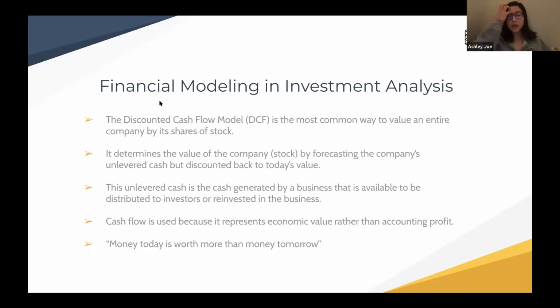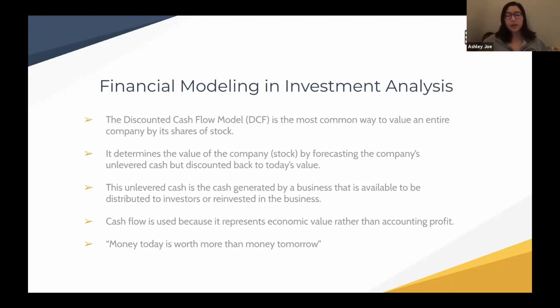A little bit about the discounted cash flow model. It's one of the most common ways to value an entire company, and it's using its share of stock. It determines the value of this company by forecasting the company's unlevered cash, discounting it back to today's value. And this unlevered cash is the cash that's generated by a business that's available to be distributed amongst its investors. So it's basically the cash that is left over once we pay all current debt and stuff like that.